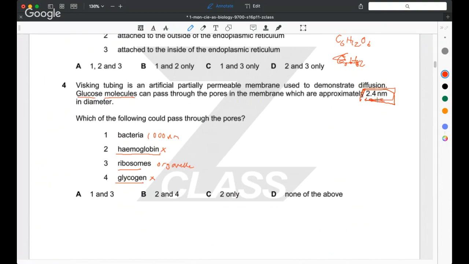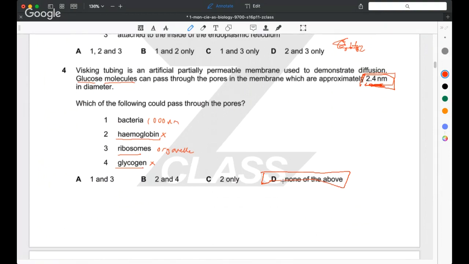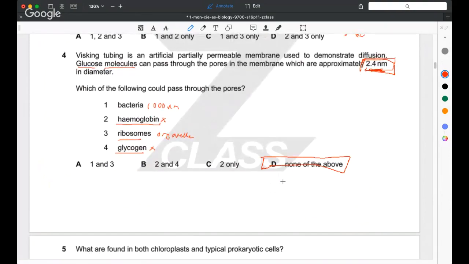The only thing that's going to be fitting through a pore or a hole of 2.4 nanometers is going to be fairly small molecules like a monosaccharide or something like that. So which of the following could pass through the pores? Well, that's a slightly tricky question, but the answer there is none of those. Okay, they're all proteins or complete cells in the case of bacteria, or they're polysaccharides. They're all too large to fit through these small holes in the partially permeable membrane.